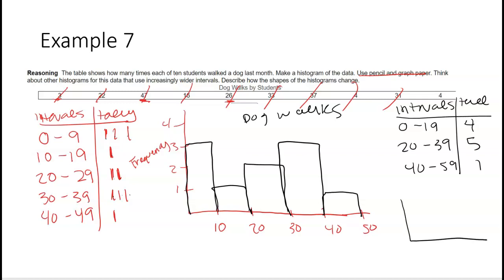So just at a quick glance here, if we did 20, 40, 60, 2, 3, 4, 5. 0 to 19 is going to be 4. 20 to 40 is going to be 5. And this is going to be 1. So we can't really see the shape of what's going on here. It kind of mushes all our data together. So that's why we don't want to have super wide intervals.